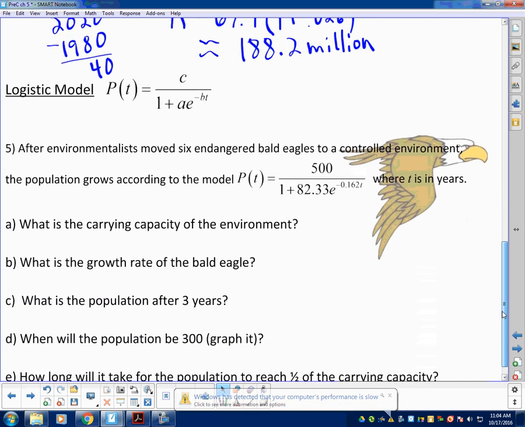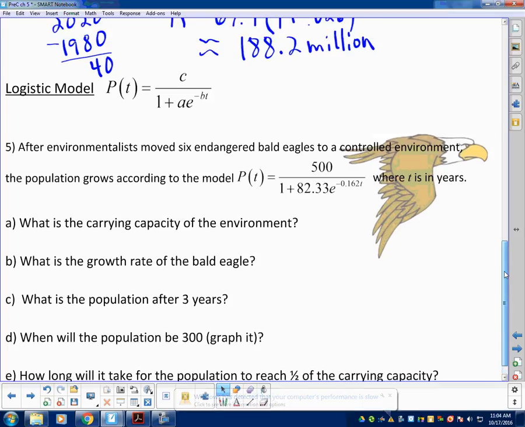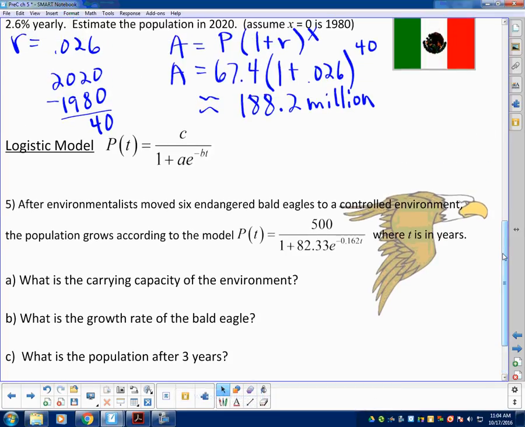Logistic model. We've talked a little bit about this, right? That it's not realistic to have exponential growth without any kind of upper bound, right? So the logistic model is a way of taking care of that. P of T here, we've got the population.